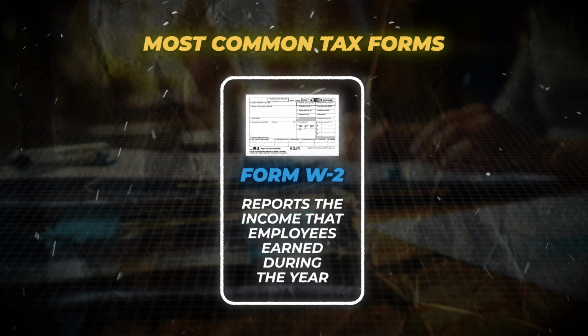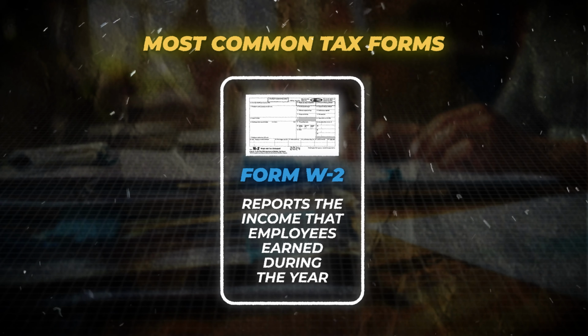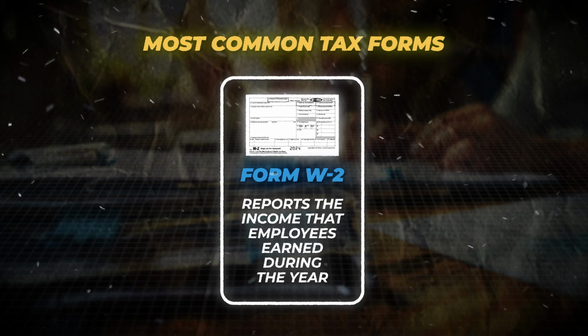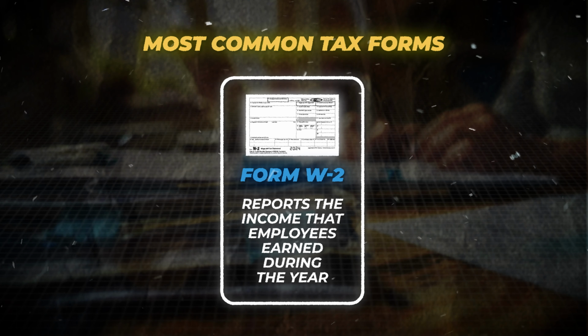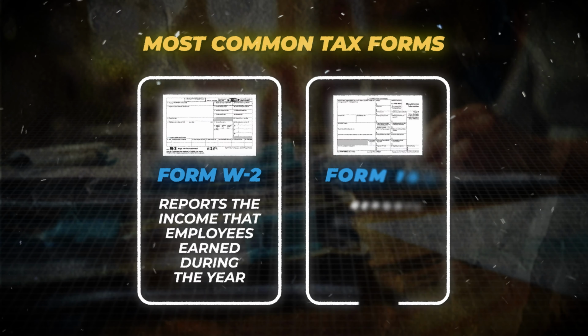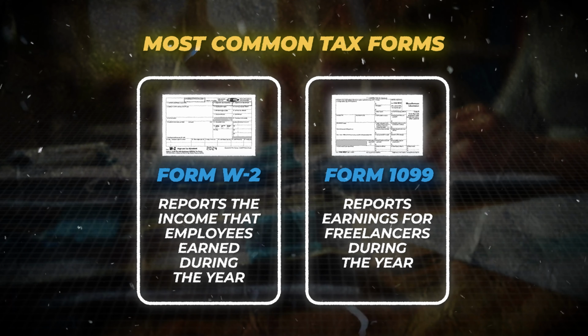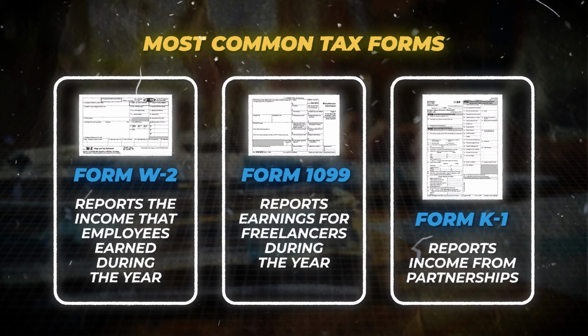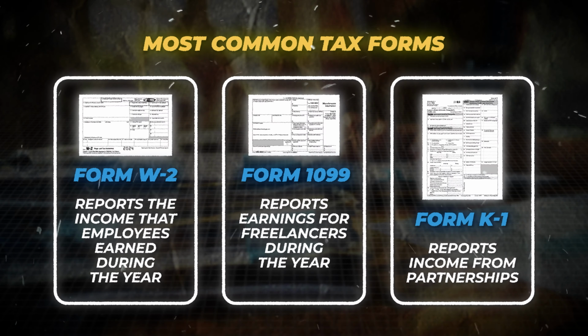Now, in order to complete this form, you need a variety of different tax forms, such as a W-2, which reports the income that the employees earned during the year. If you're an employee, your employer will provide you with this form. People who are not employees need different forms. For example, if you're a freelancer, you'll file a 1099 form, which reports your earnings for freelancing. If you have a partner in a partnership, you would need a K-1 form that reports your income from partnerships.